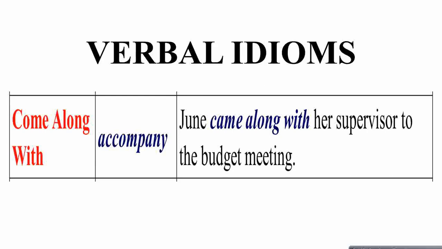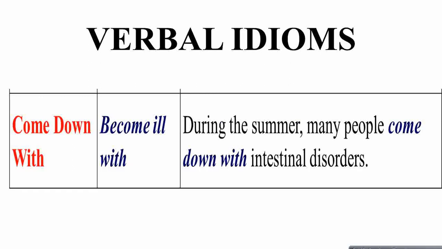Next, come along with. It means accompany. For example, Jim came along with his supervisor to the budget meeting. Next, come down with. It means become ill with. For example, during the summer, many people come down with intestinal disorders.